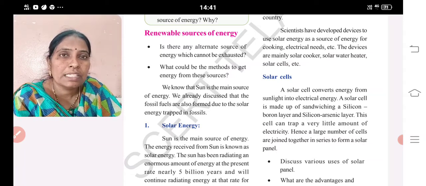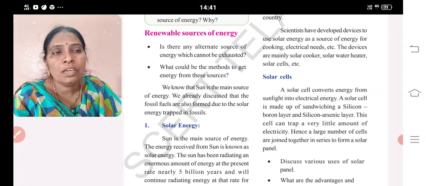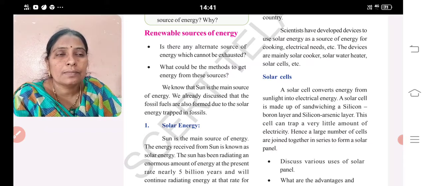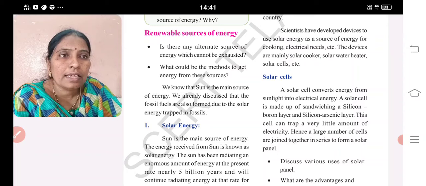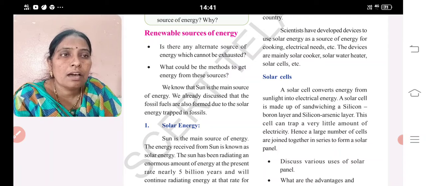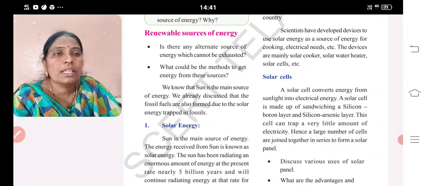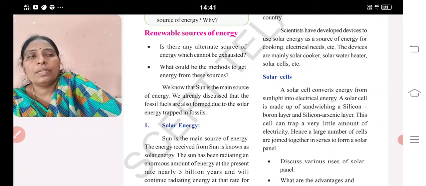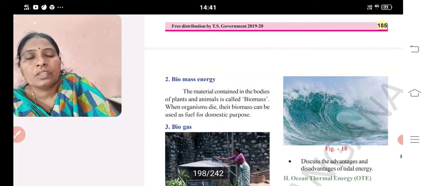Here one form of energy is transferred into many forms. Solar cells convert sunlight into electrical energy. A solar cell is made by sandwiching a silicon-boron layer and a silicon-arsenic layer. This cell can trap only a little amount of electricity. Hence, a large number of cells are joined together to form a solar panel.